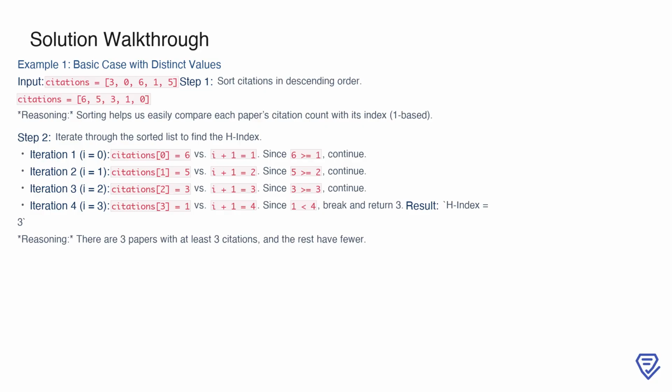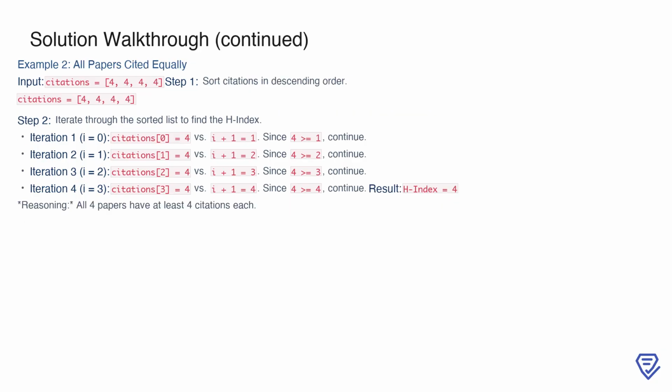In the second iteration, the citation count is 5, and the rank is 2. Again, 5 is greater than or equal to 2, so we continue. For the third iteration, the citation count is 3, and the rank is 3, which also satisfies the condition. However, in the fourth iteration, the citation count is 1, and the rank becomes 4. Since 1 is now less than 4, we stop and return the h-index as 3, because there are 3 papers with at least 3 citations each. This aligns with the definition of the h-index, where the count represents the maximum number of papers with citation counts greater than or equal to their rank.